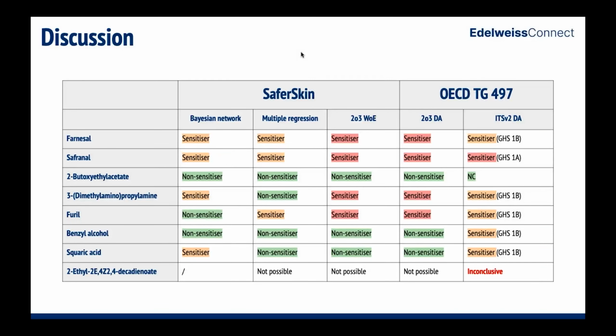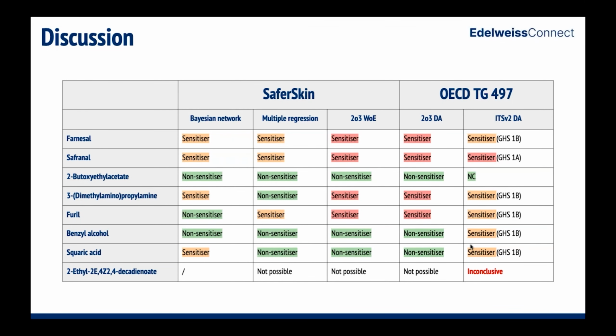So I will now open for discussion, and just to conclude that there are some examples where using different approaches we get the same outcome, and there are certain interesting examples where different approaches predict compound differently, and then we need to decide how to proceed about it.